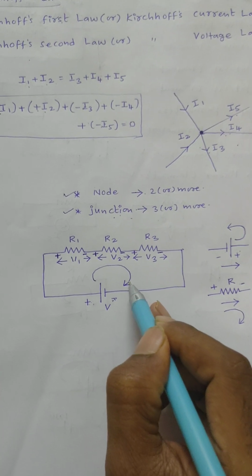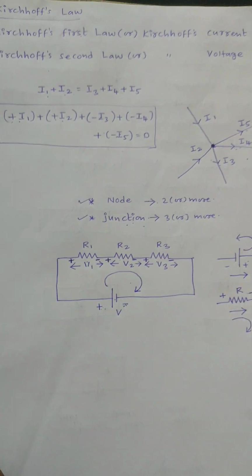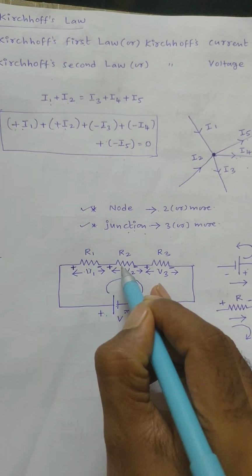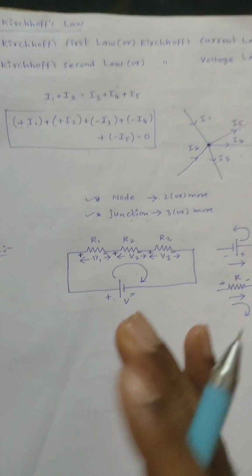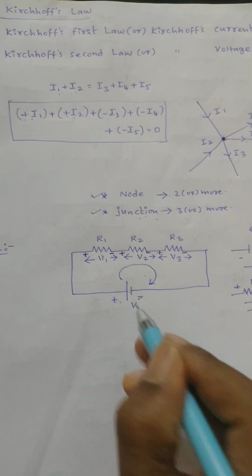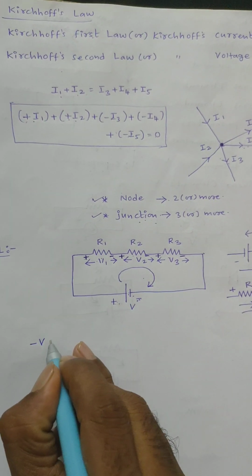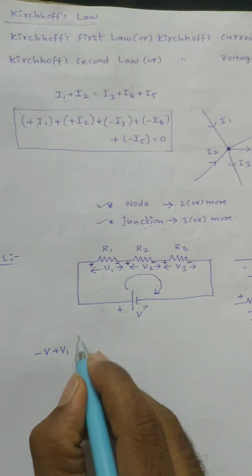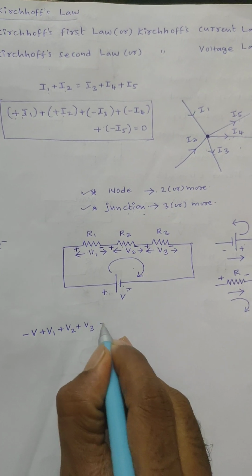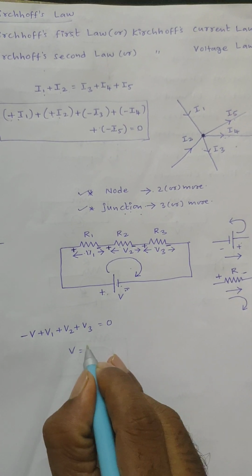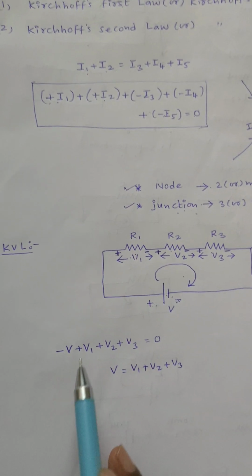The statement of KVL is that the algebraic sum of all voltages in a closed loop is equal to 0. This is one closed loop, and in this closed loop 1, 2, 3, 4 voltages are present. While considering voltages, polarities play a very major role. Here minus plus, I am considering minus V. Next, for plus minus, plus V1. Again for plus minus, plus V2. Again for plus minus, plus V3 is equal to 0. Then V is equal to V1 plus V2 plus V3. This is from KVL.